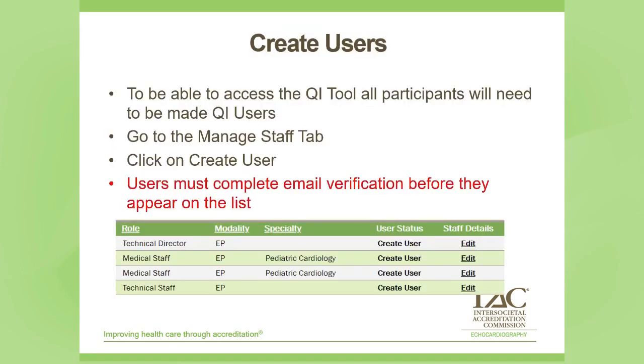First thing before you access the quality improvement tool and before you start assigning your cases is you're going to create QI users. To assign a user, you're going to go to your Manage Staff tab, and then you're going to click on Create User next to that staff member's name. All users must be entered and complete an email verification process before they appear on the list.